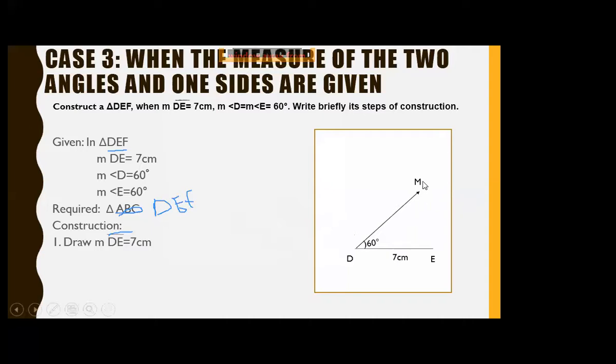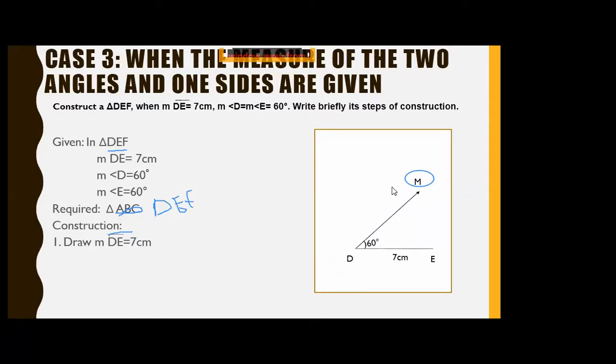So here you can mention any name. Here I have taken the name M. You can mention any name over here, but please don't write F over here, because it's a ray. We have constructed a ray over here.